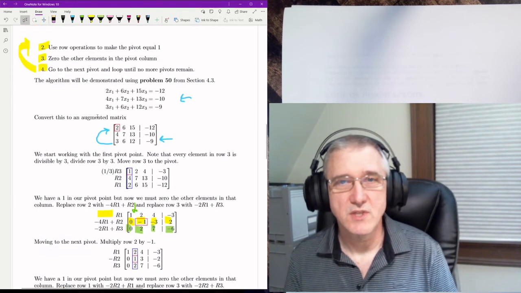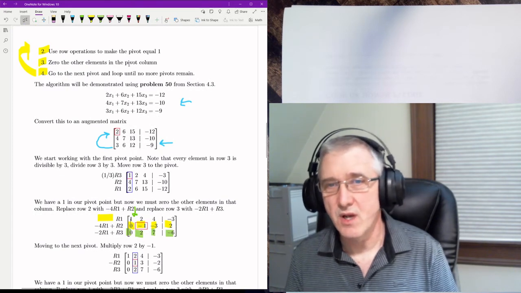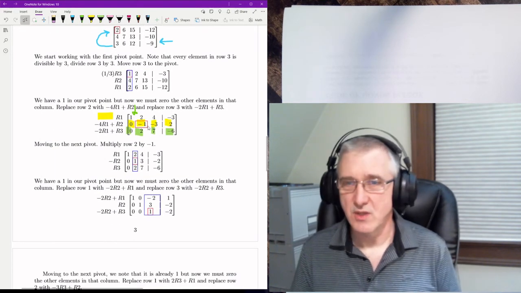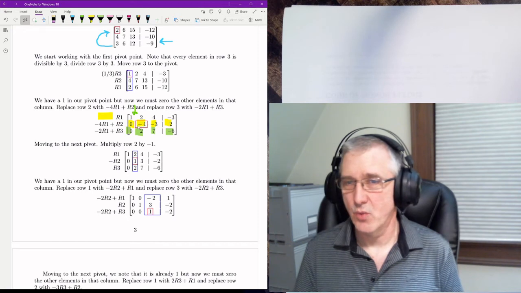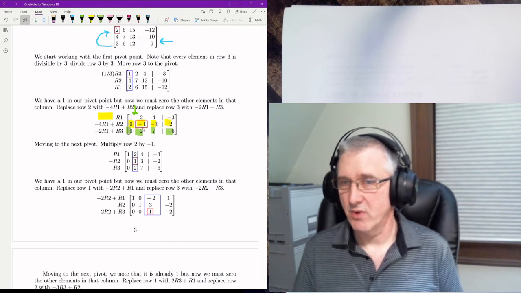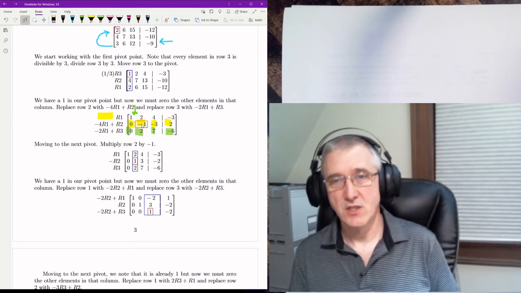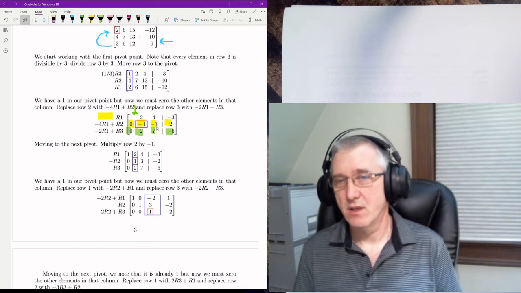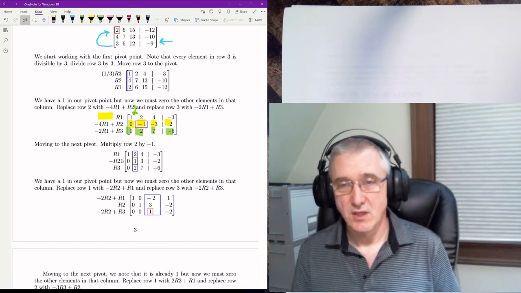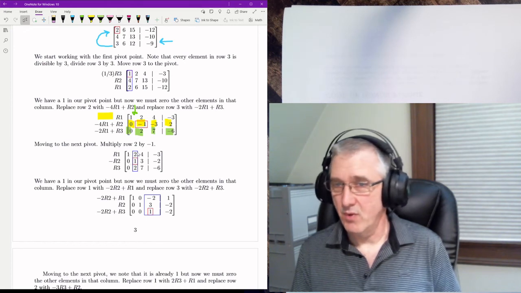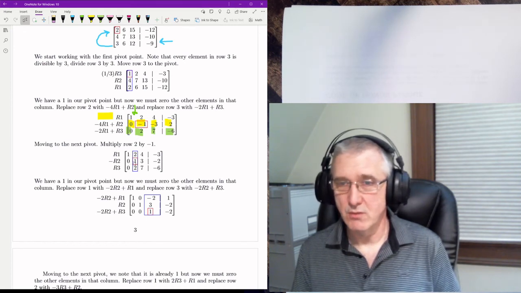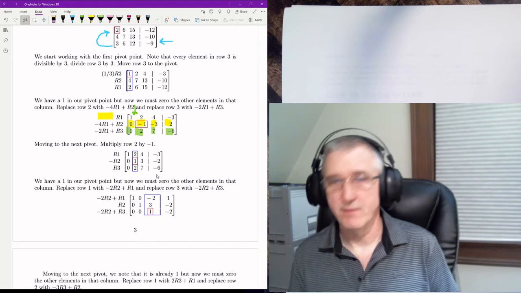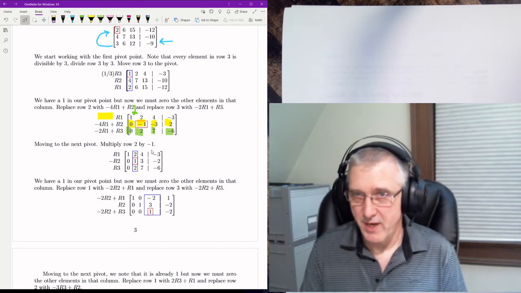Let's take a look at what our algorithm says. Zero the other elements in the pivot column, go to the next pivot, and loop until no more pivots remain. So what's the next pivot? The next pivot is what we have highlighted with this red square. We need to get this to a 1, so that all of our pivots are equal to 1. Multiply the whole row by -1 to get this pivot. So we just copy row 1. Row 2 is 0, 1, 3, -2. And row 3 is just the same as it was above. Now we have our pivot, which is 1.